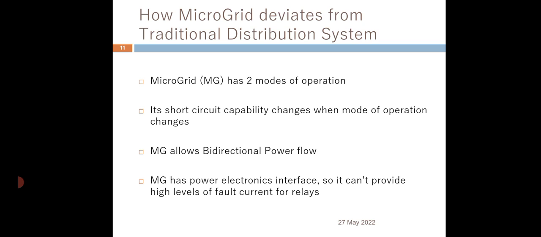How a microgrid deviates from a traditional distribution system. A microgrid has two modes of operation. Its short circuit capability changes when the mode of operation changes. A microgrid allows bidirectional power flow. A microgrid has a power electronics interface, so it can provide only a limited level of fault current for relays.